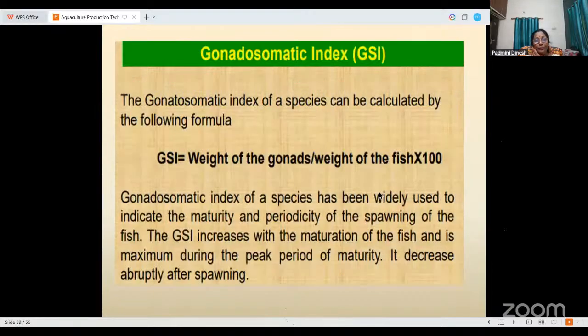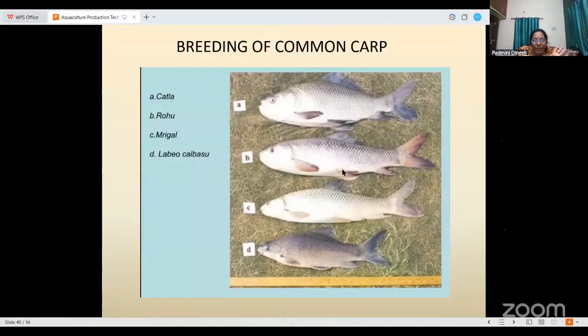And this is what you must have done in the practicals, gonadosomatic index, GSI. That is the weight of the gonads divided by the weight of the fish, multiplied by 100. Why do we do this gonadosomatic index? Time and again, you want to know that your fishes are hale and healthy, and able to give that many eggs in comparison with the weight of the fishes. So this is one more way to check whether you're giving them proper nutrition and whether the fishes are growing well.